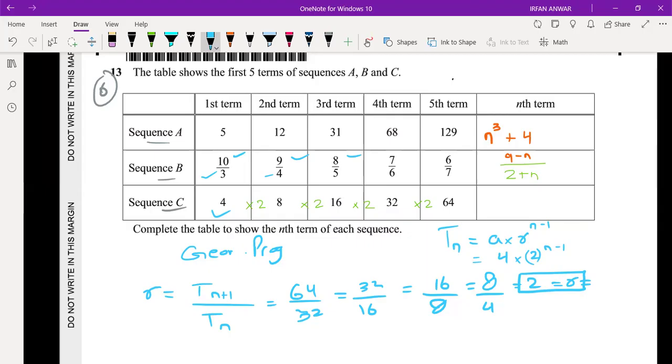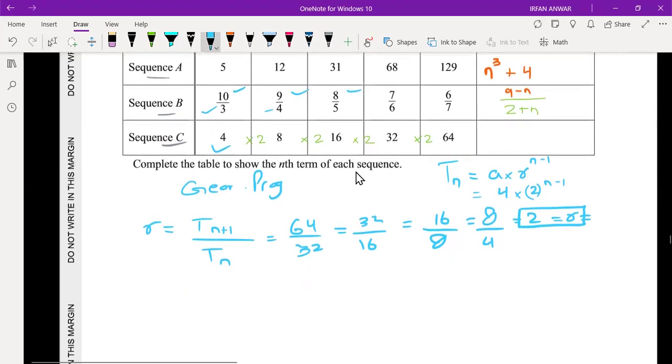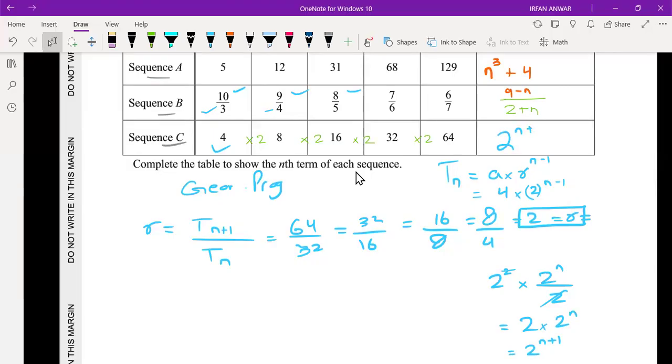However, we can further simplify it by writing this 4 down as 2 squared and then distributing the power. So this becomes 2 to the power n upon 2. So this 2 cancels this. So this becomes 2 into 2 to the power n. So this is simply 2 to the power n plus 1. So we can write this as 2^(n+1), right?